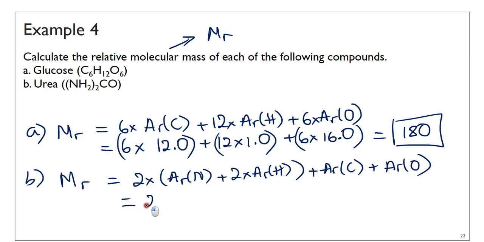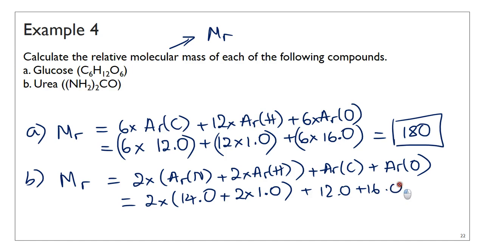Okay, so nitrogen, if you look at the periodic table, is 14.0. And then hydrogen is 1.0 again. And then 12 and 16. So what is this? 18, I don't know, 36. 18. Did I just say 18? I mean 16. Okay, just put it in the calculator. Can't actually talk and do mental math at the same time.